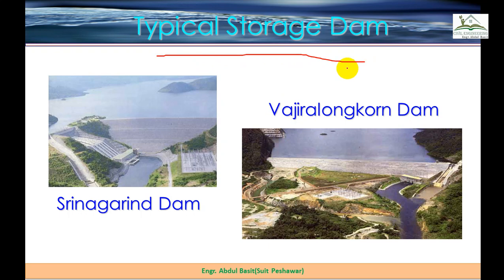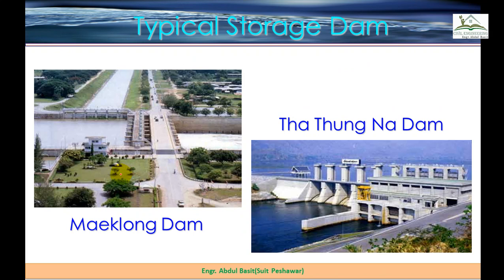Typical storage dams are, for example, this one in the Swat region. This is that typical storage dam. And this is again that storage dam. You can see it in the pictures, and the names of those dams are also written. Some are very difficult to pronounce.